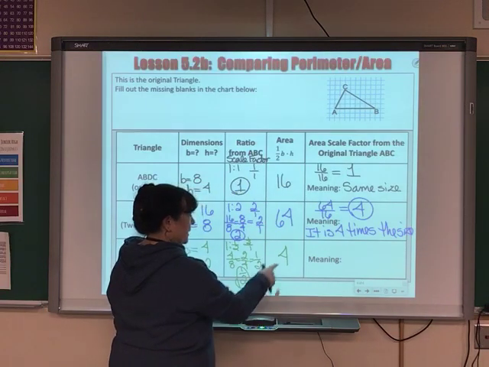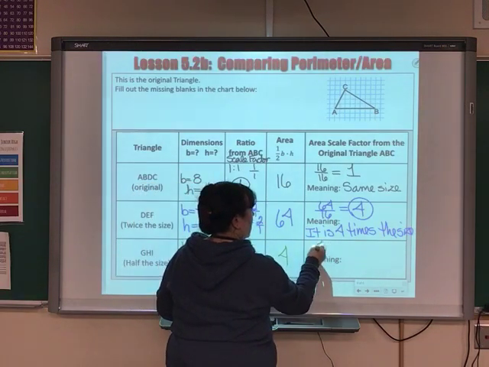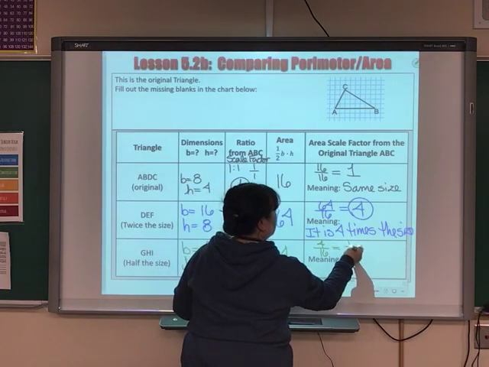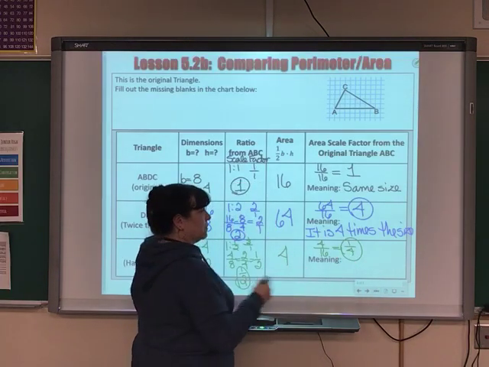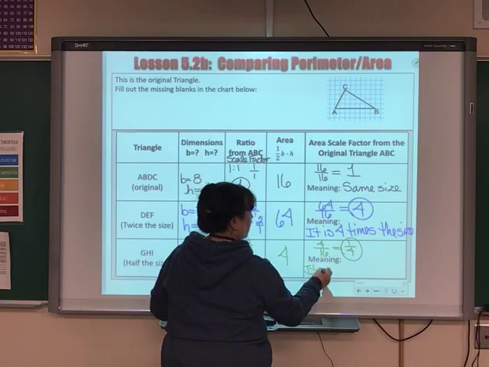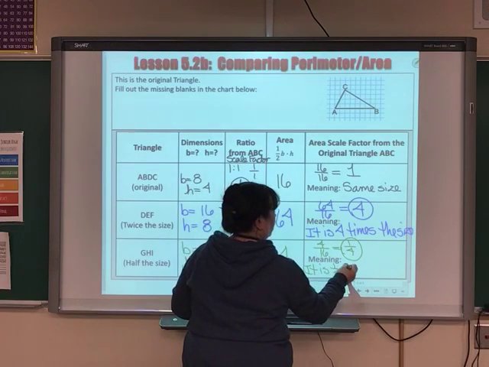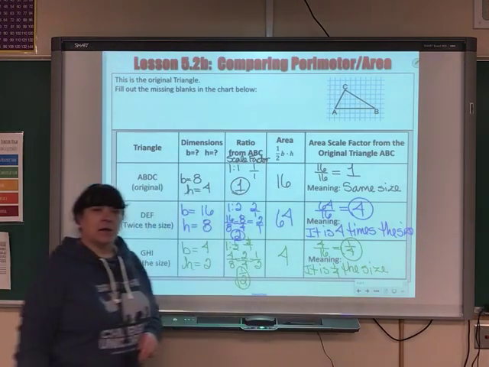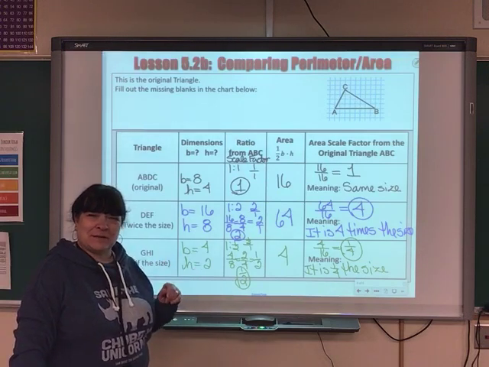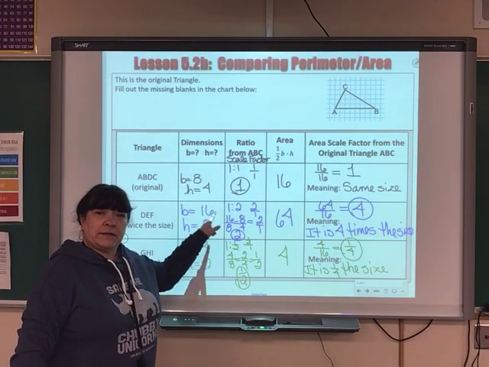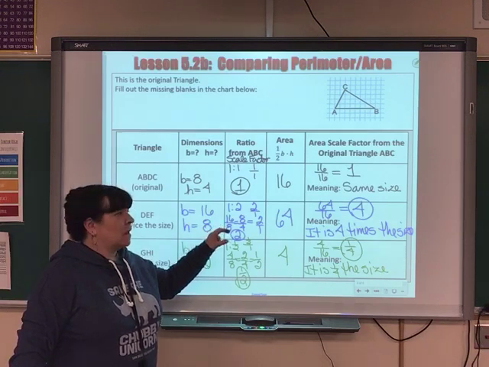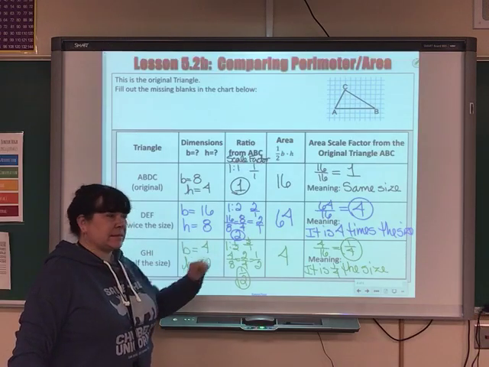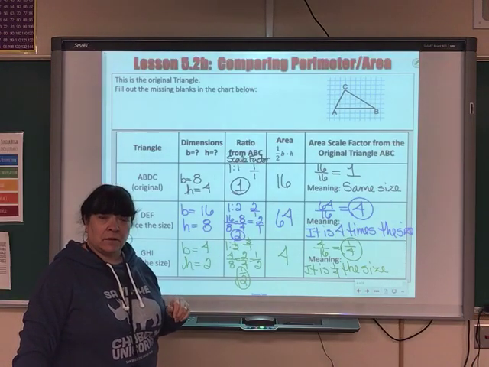Here, if I take my 4 and put it over 16, oh, that's 1/4. My scale factor means it is 1/4 the size. Now remember, we talked about this happened on our rectangles. When we doubled the lengths, the area became 4 times. When we halved the lengths, the area became 1/4 the size of it.